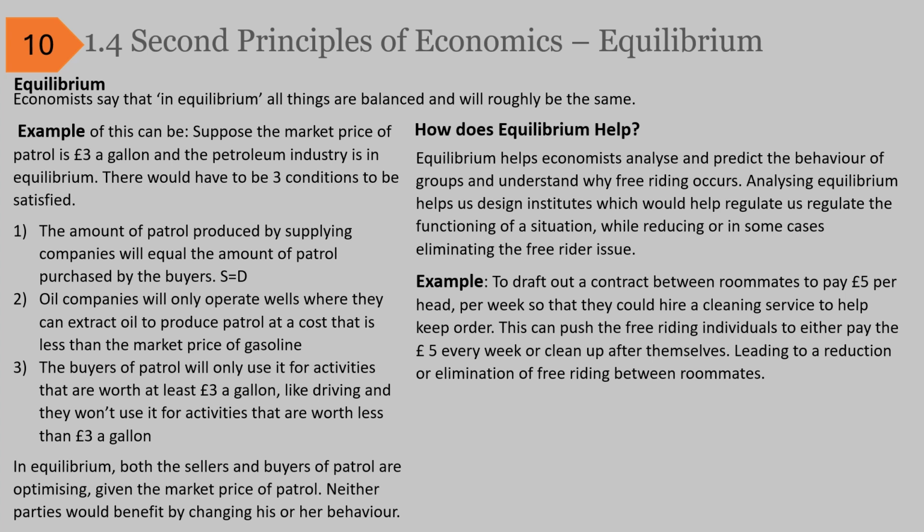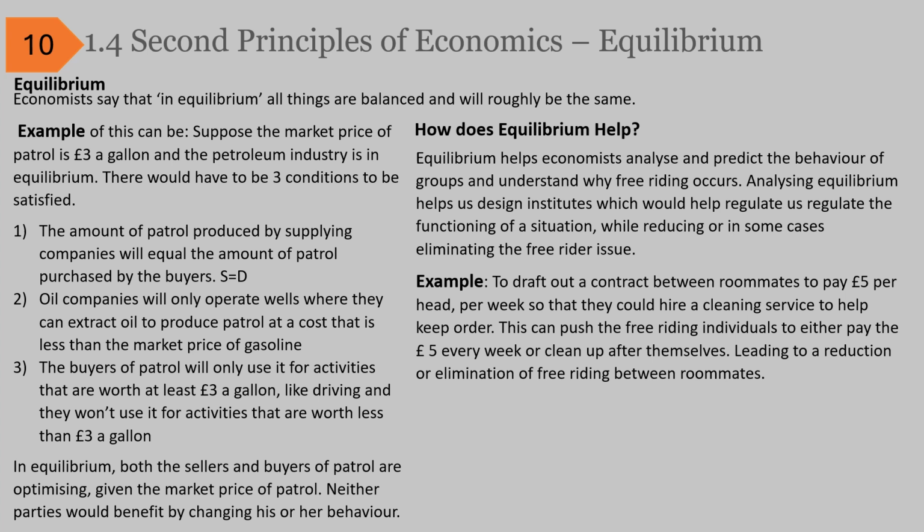An example of this could be to draft out a contract between roommates to pay £5 per head per week, so they could hire a cleaning service to keep everything in order. Since the lazy roommate is not helping, having him pay £5 for his work is the best feasible option they can do. So in this situation, they're optimizing as well as trying to put the free rider problem in equilibrium.